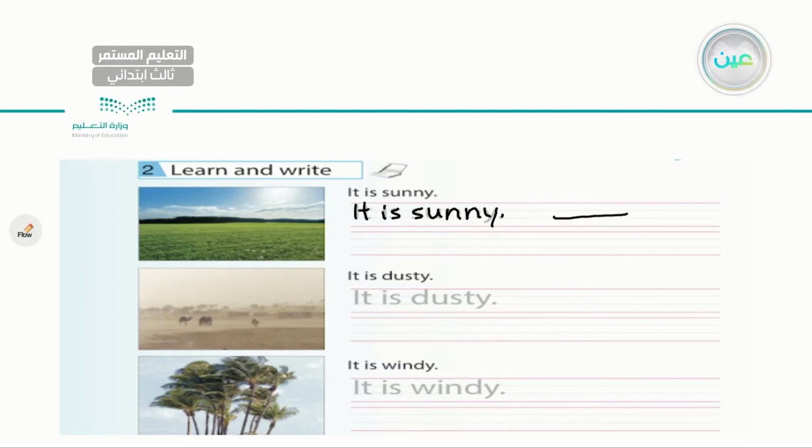What's the weather like? It is dusty. Make sure you are writing between the correct lines. Moving to the last one. What's the weather like? It is windy. Very good, my dear student. Keep writing. Practice writing between the lines.